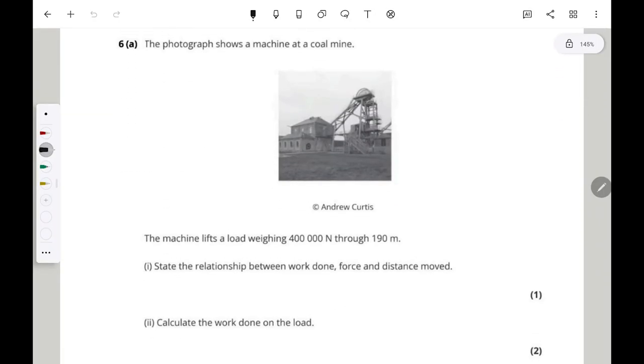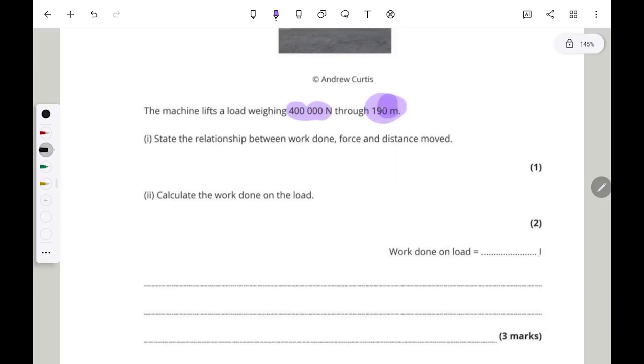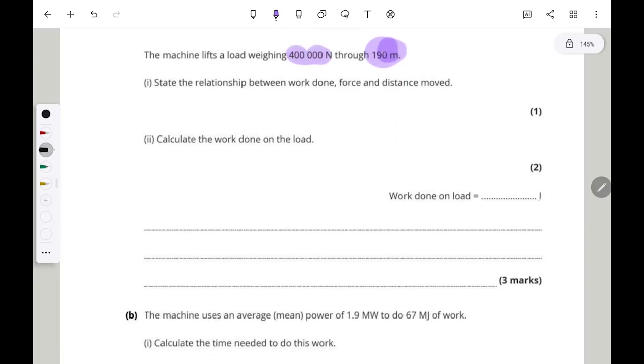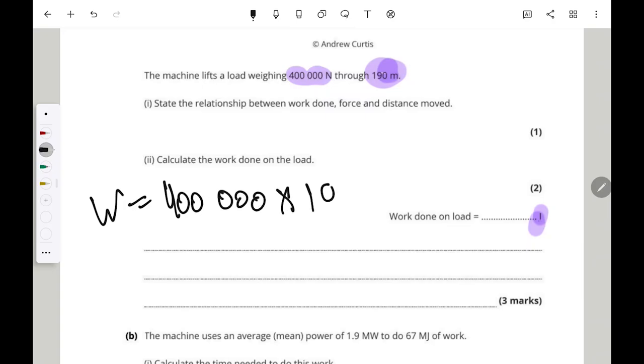Here it says a photographer shows a machine at a coal mine. Nothing crazy. The machine lifts a load weighing 400 Newton, and the distance it moves it is 190 meters. State the relationship between work, force and distance moved. I'm not going to write it, we wrote it too many times. Calculate the work done on the load. It already mentioned that the unit is joules, so you just need to multiply. Work equals force multiplied by distance.